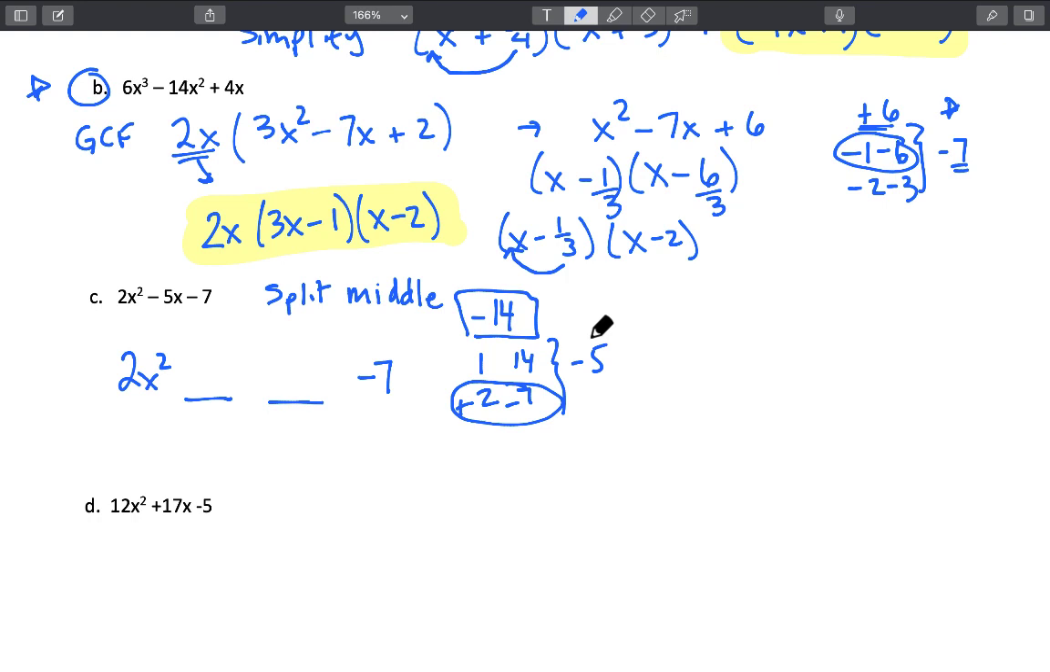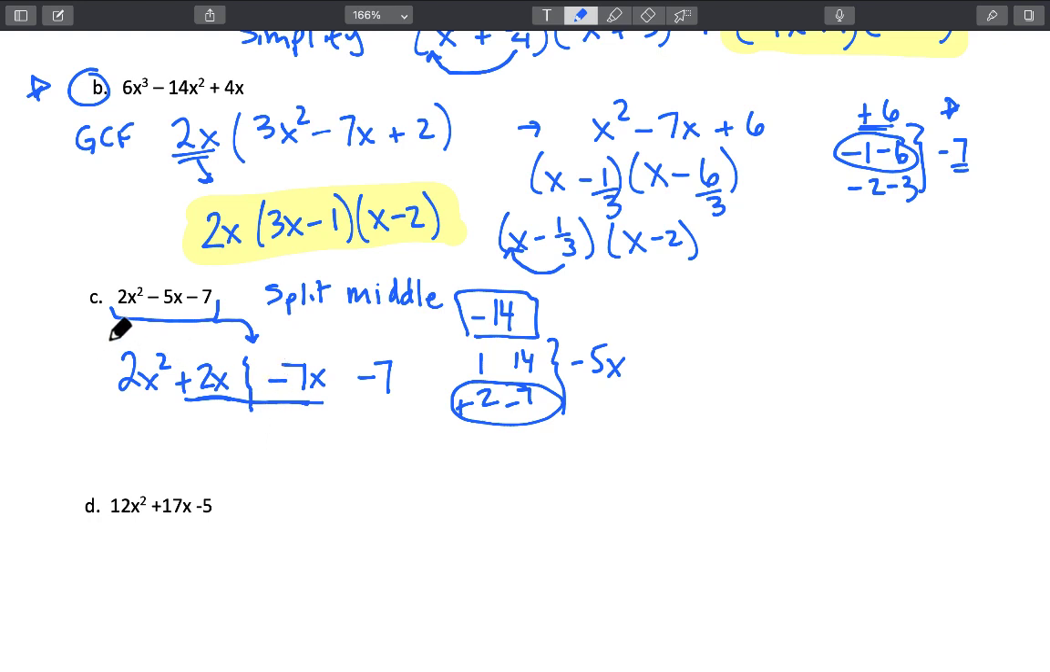So because this is a negative 5x in the middle, I'm going to make this say positive 2x and minus 7x. Do you see how now if we were to combine these, we would have negative 5x? So what we've done is we've taken a 3-term polynomial and we've split the middle here by rewriting that middle term as the sum of 2 other terms.